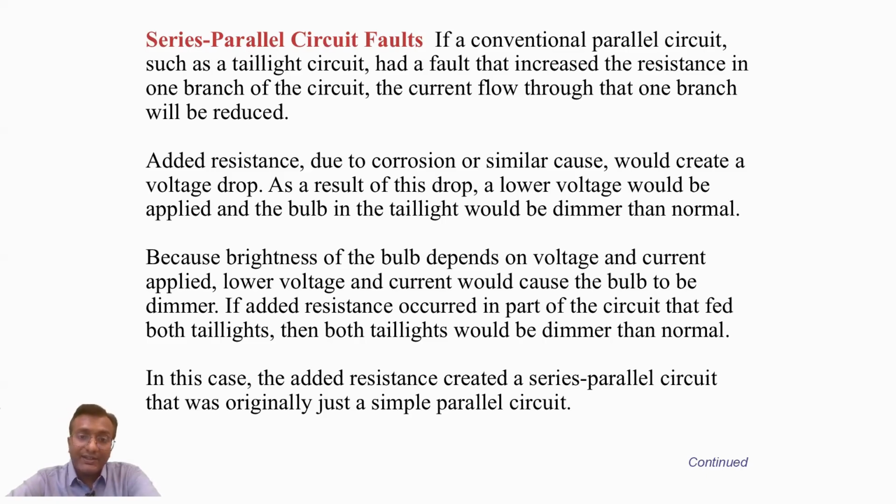If added resistance occurred in one part of the circuit that fed both tail lights, then both tail lights would be dimmer than normal. So in this case, the added resistance created a series parallel circuit that was originally just a simple parallel circuit.